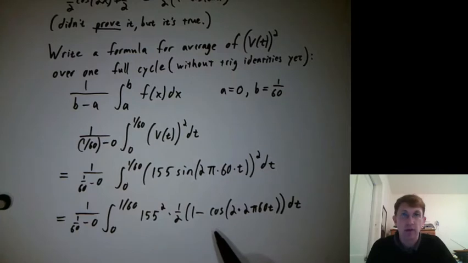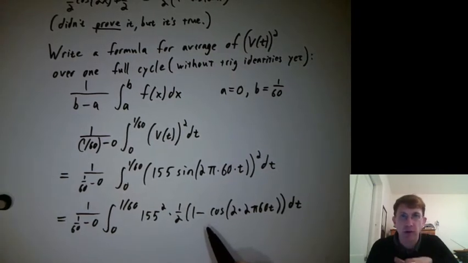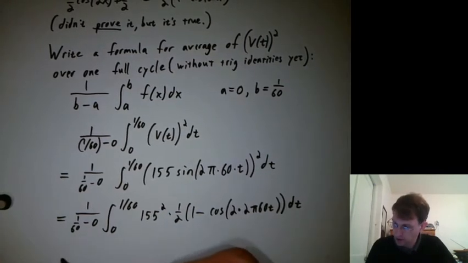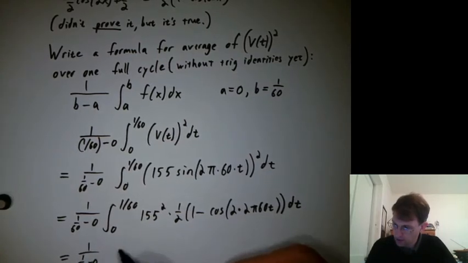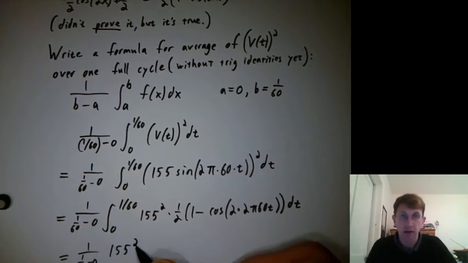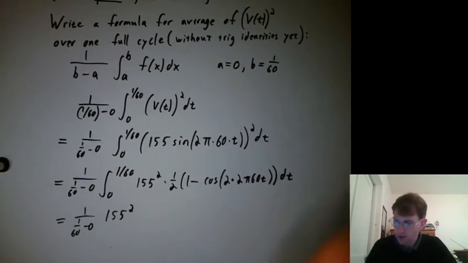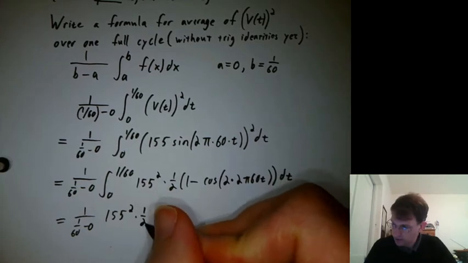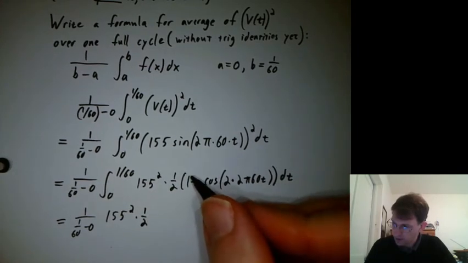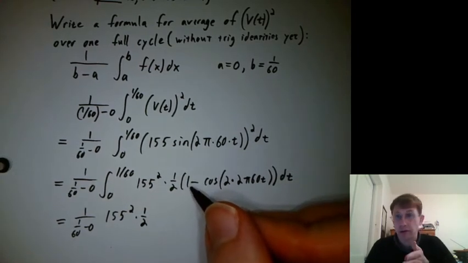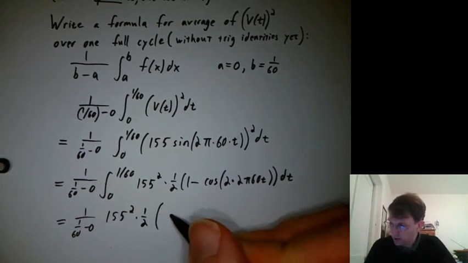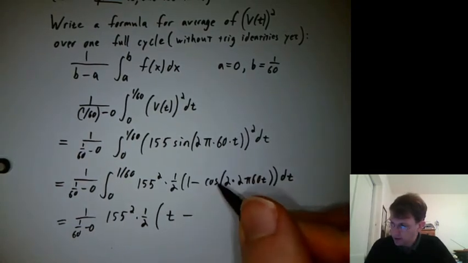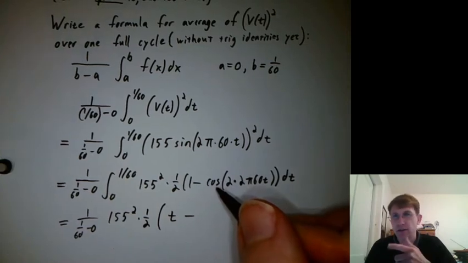What can we do? Pause the video and work out what this is going to be before you come back. So 1 over 60 minus 0. The 155 is a constant multiplier. I can just copy it. The 1/2 is just a constant multiplier. I can just copy it. The integral of 1 is what? Just t. The integral of cosine is sine.